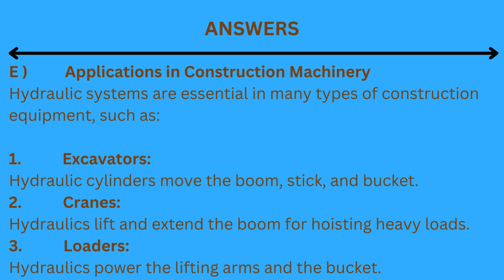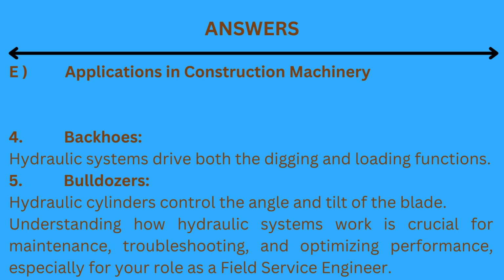E. Applications in construction machinery. Hydraulic systems are essential in many types of construction equipment, such as: 1. Excavators. Hydraulic cylinders move the boom, stick, and bucket. 2. Cranes. Hydraulics lift and extend the boom for hoisting heavy loads. 3. Loaders. Hydraulics power the lifting arms and the bucket. 4. Backhoes. Hydraulic systems drive both the digging and loading functions. 5. Bulldozers. Hydraulic cylinders control the angle and tilt of the blade.